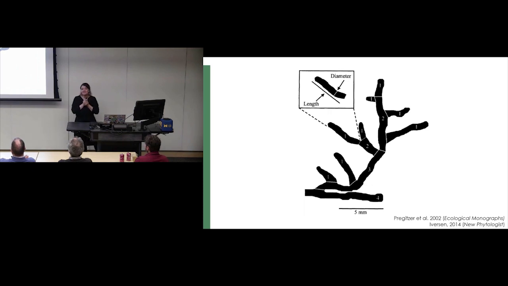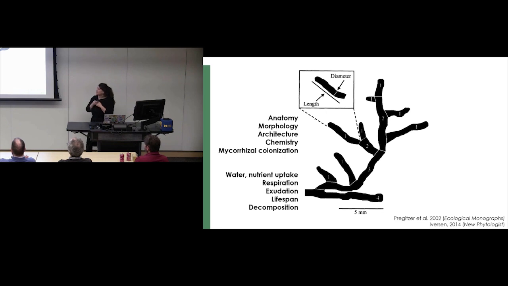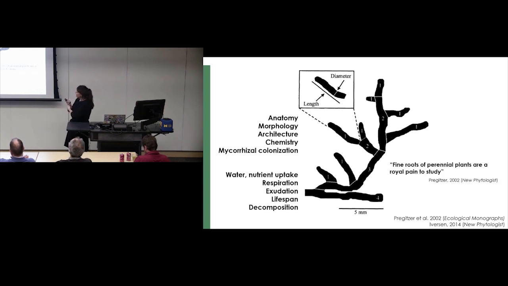So the interesting thing about fine roots is that there's a lot of heterogeneity. Things change across root orders, which are ordered like streams. So you have your first, second, third order roots. You change anatomy, morphology, chemistry, architecture, mycorrhizal colonization, which changes physiology across those orders. So it's not just a homogeneous pool of roots. There's a lot going on, which led Kurt Pregitzer to write in 2002 that the fine roots of perennial plants are a royal pain to study. He wrote that in a New Phytologist article, and it's true, but it is a labor of love.